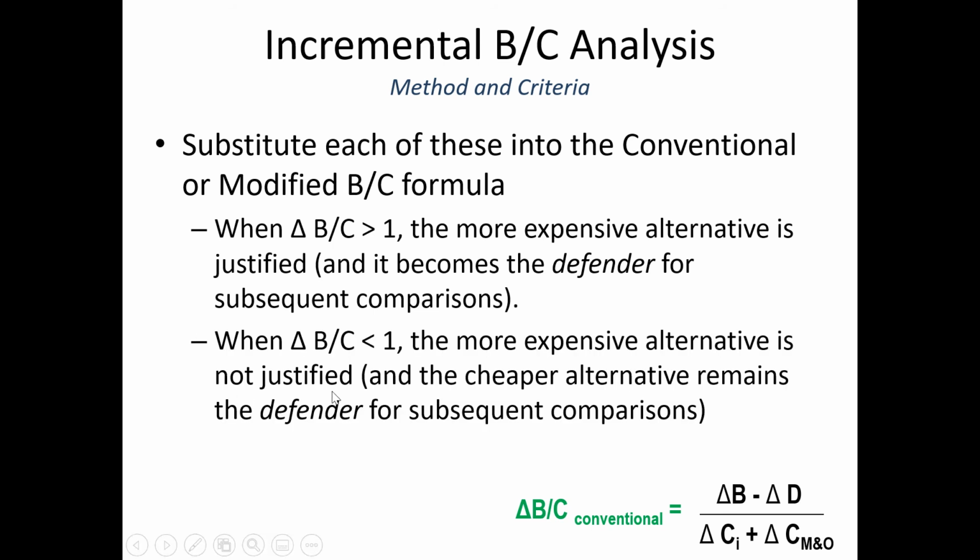And when the benefit cost increment is less than 1, that means stick with the less expensive alternative. So you reject the more expensive alternative and stick with the previous best option. Because when the ratio is less than 1, that means you've got less than $1 of benefit for each dollar of cost. And you wouldn't do that. You wouldn't give me $1 so I could turn around and give you 50 cents. That would be a bad deal.